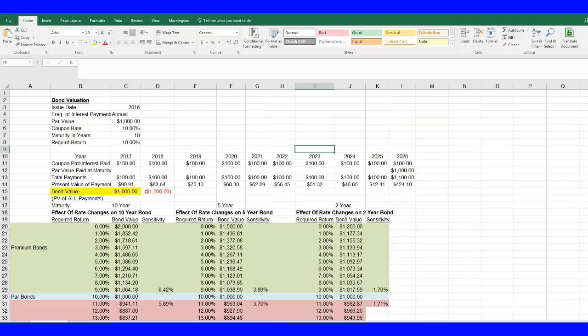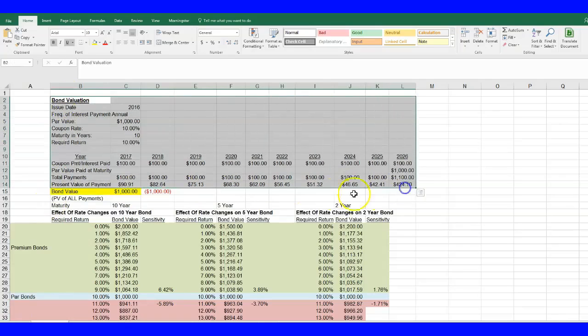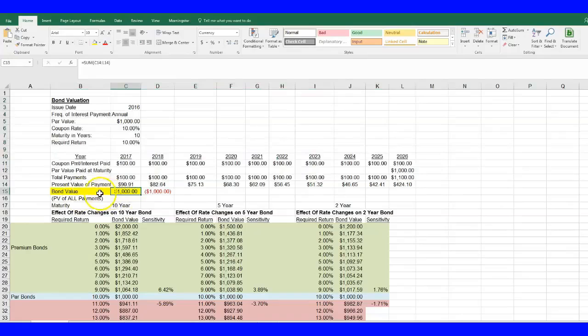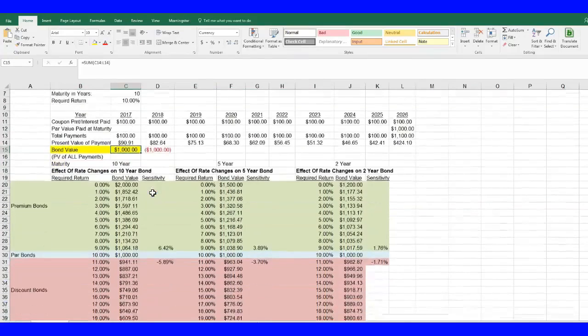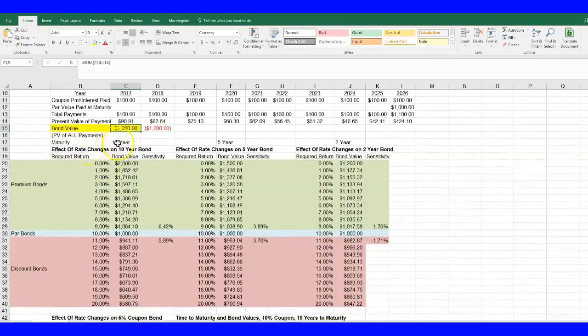Let's go back to our bond valuation example. So we have our same basic bond that had a par value of $1,000, a coupon rate of 10%, maturity of 10 years, and a required return of 10%. And we previously calculated a bond value exactly equal to $1,000. Now, for this bond that matures in 10 years, let's examine the effect of rate changes on a 10-year bond.